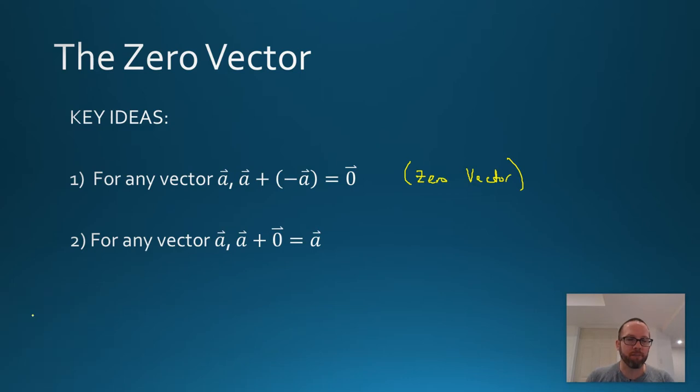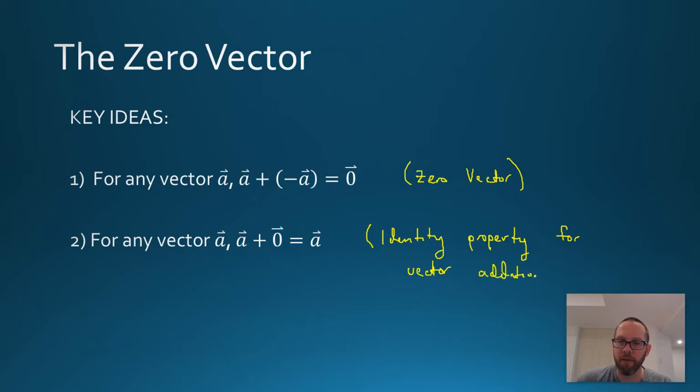The second property, kind of an intuitive one: if you take any vector A and you add the 0 vector, you just get A. So this is the identity property for vector addition. And this is the same as numbers, right? If you add 0 to any number, you just get that number back again. So those might be kind of intuitive for you, and if that's so, that's okay. That's the identity property for vector addition.